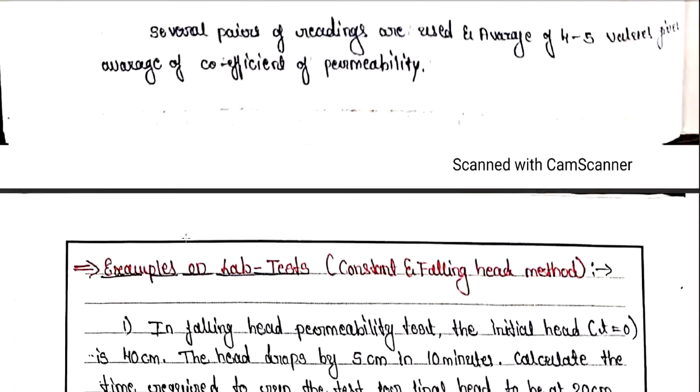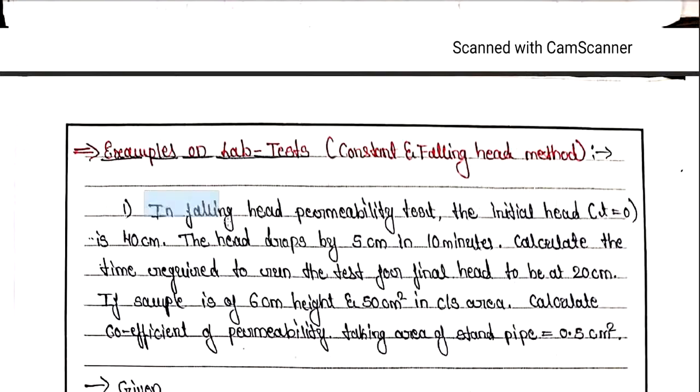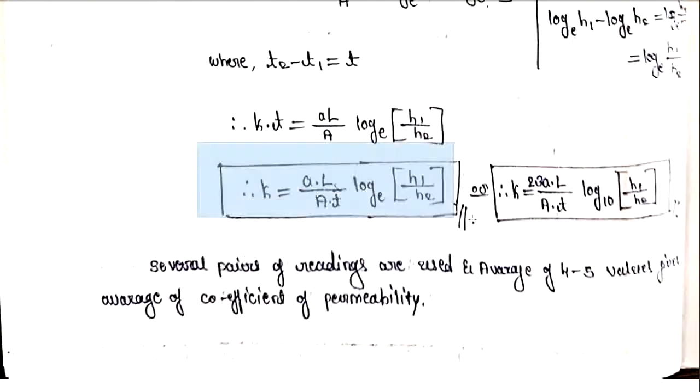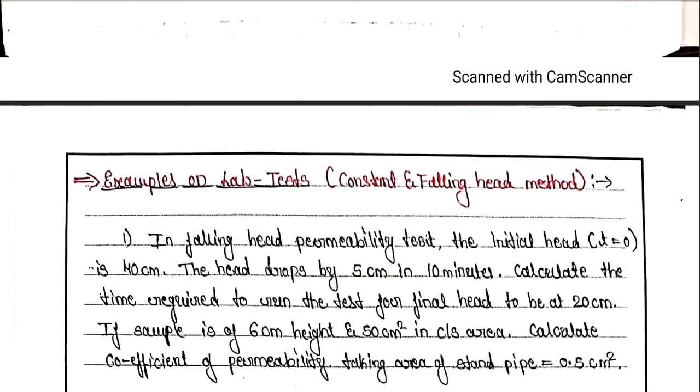Okay. Now there are a few examples on laboratory tests which we need to solve. You can see it is the falling head method, since they have given that initially, so these formulas are applicable. In the falling head method of permeability test, the initial head at time 0 is 40 centimeter. The head drops by 5 centimeter in 10 minutes.